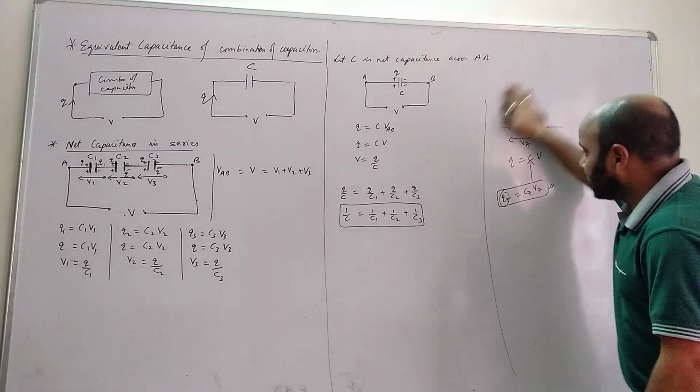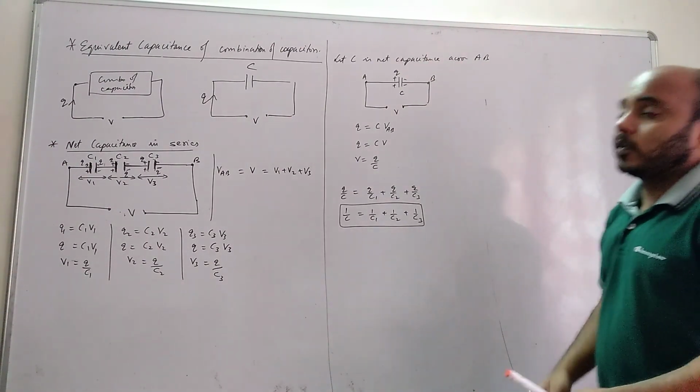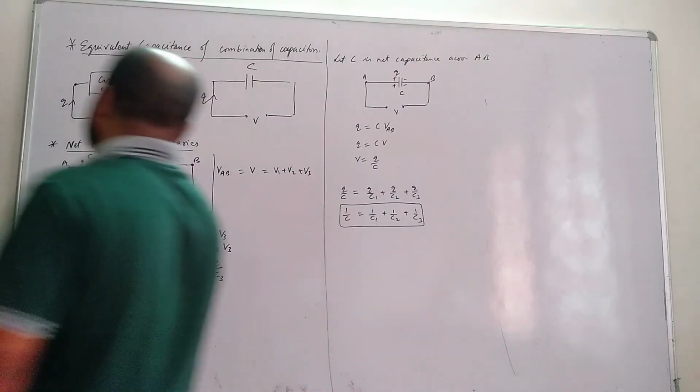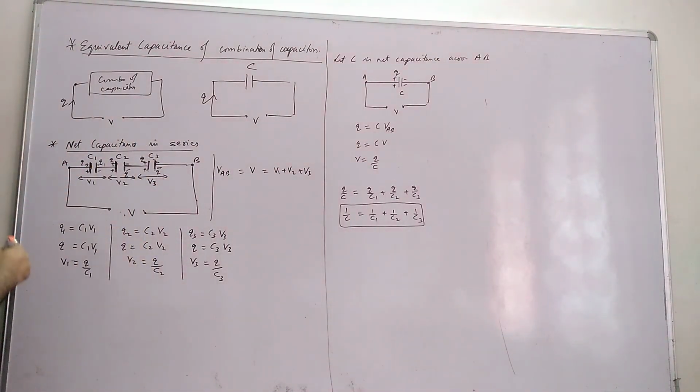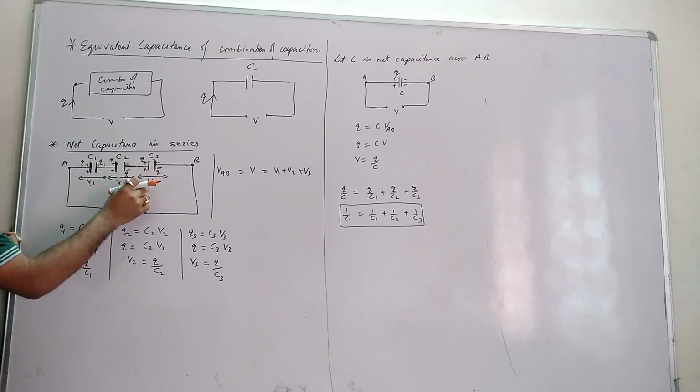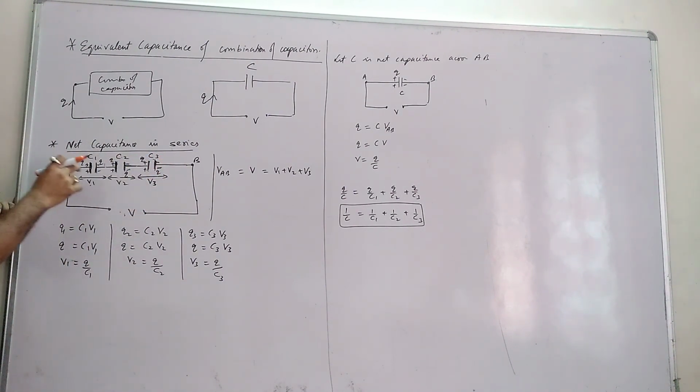So now we will apply these things across each capacitor. I have taken the potential difference across capacitor C1 as V1, across C2 as V2, and across C3 as V3. Now at C1, if you apply the formula, because we are applying it to C1, Q1 equals C1 V1.